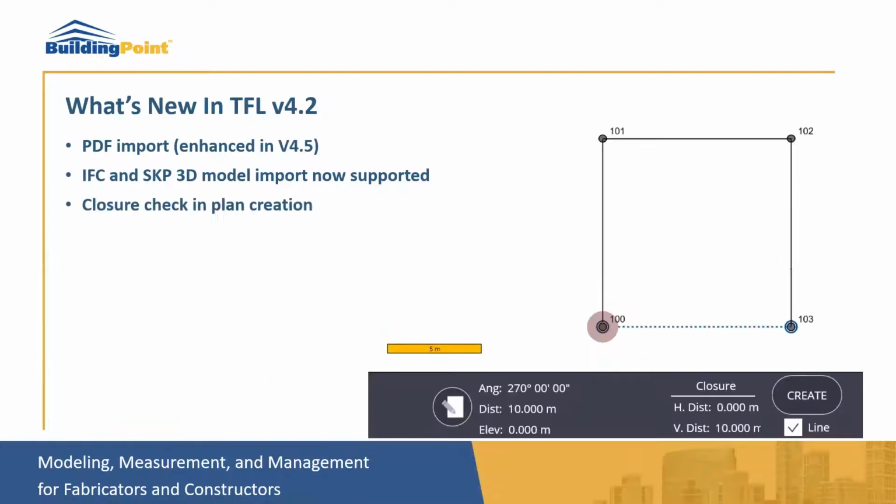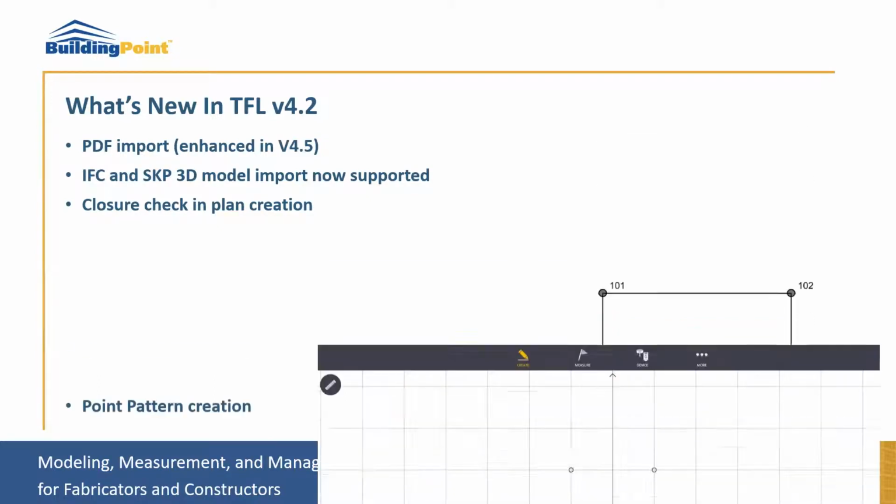They brought in a closure check when we're creating planes. So as you can see here in this example, we have a red circle that's been drawn over my point 100, which was my starting point. So I have a closure error. My horizontal closure error is good, it's at 0, but my vertical has an error. So I must have made an error somewhere along the road while I was keying in this very complex square shape. Point closure, or closure check, is a really nice feature now to have and to do some quality controls as we enter our drawings in version 4.2.